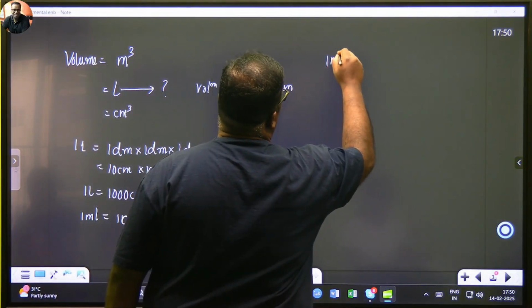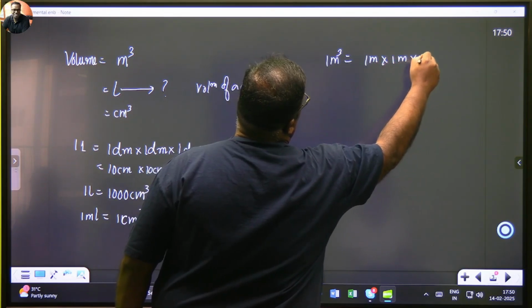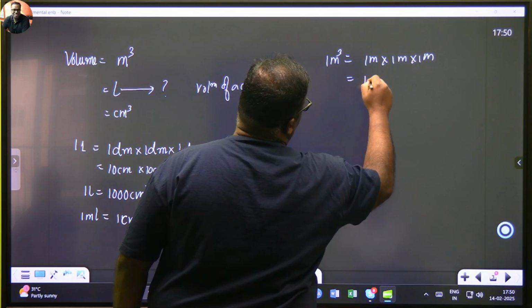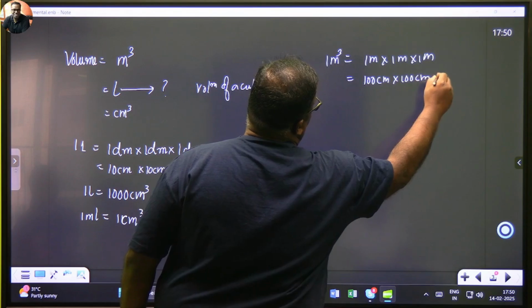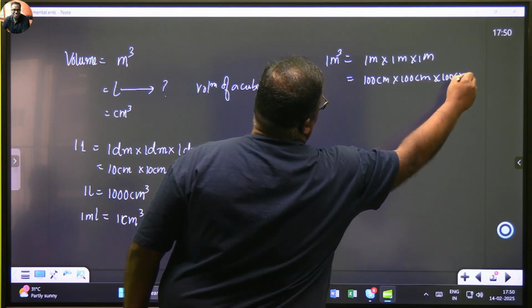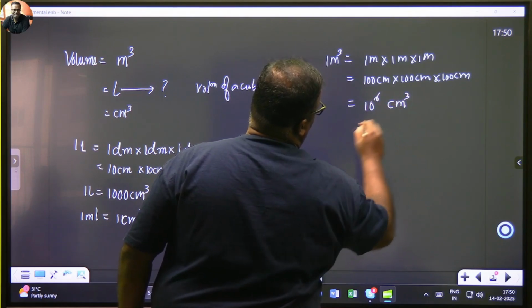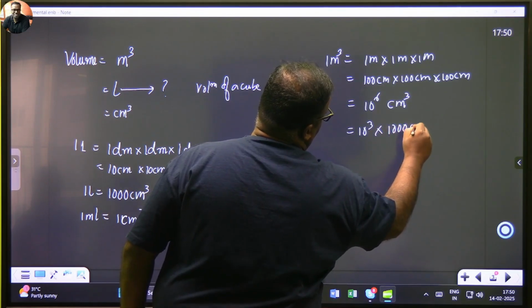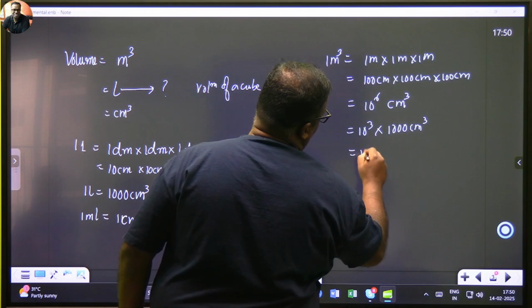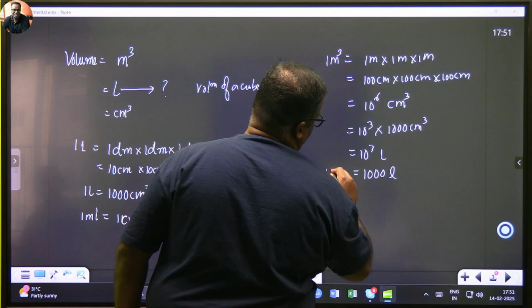Let's also see one more conversion. 1 meter cube stands for what? 1 meter, 1 meter, 1 meter. Each meter is 100 centimeter, 100 centimeter, 100 centimeter, which gives me 10 to the power 6 centimeter cube, which is 10 to the power 3 into 1000 centimeter cube, which is 10 to the power 3 liters, which is equal to 1000 liters.